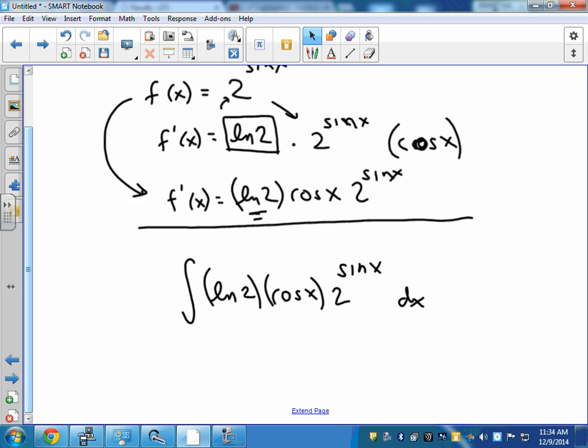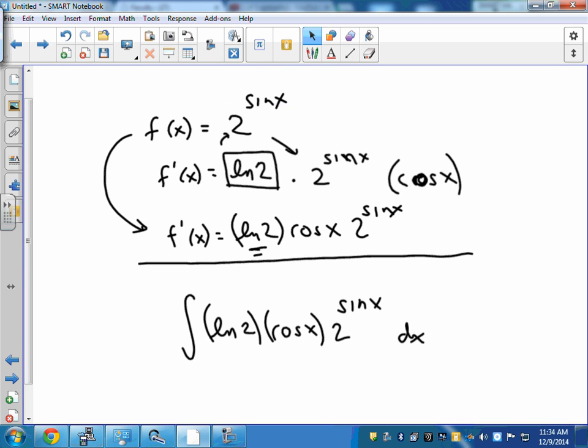We know that the derivative of this is that. So the antiderivative of that has to be this. The answer is, in fact, 2 to the sine of x. Don't forget to add a constant. Okay? So maybe a bonus question on tomorrow's test. You're not going to see it in May. Something similar to this.